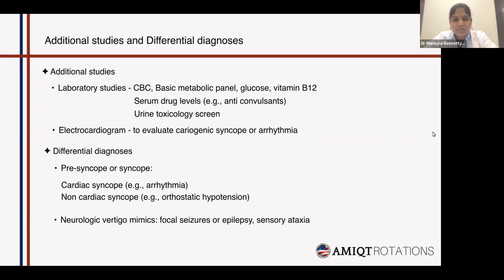The differential diagnosis could be pre-syncope or syncope, and the causes could be cardiac or non-cardiac. The cardiac syncope causes could be arrhythmia, so we should be doing the ECG to rule that out. And the non-cardiac syncope could be due to orthostatic hypotension, which we have also discussed, that we should be measuring the orthostatic vitals earlier. Then the neurologic vertigo mimics are focal seizures, epilepsy, and sensory ataxia.